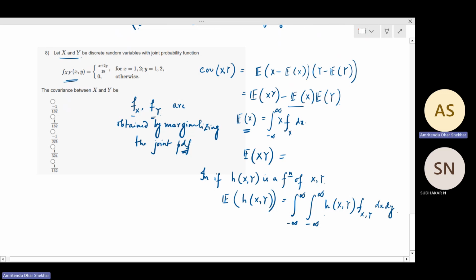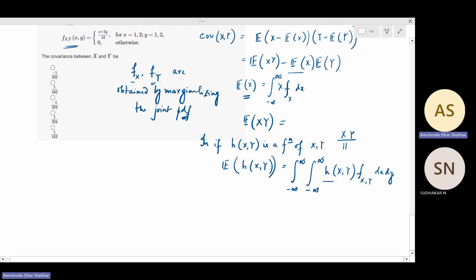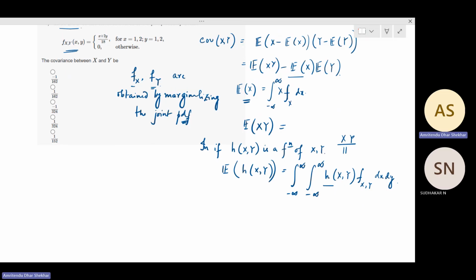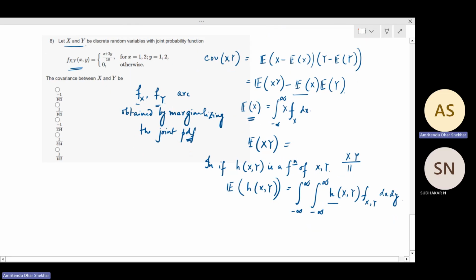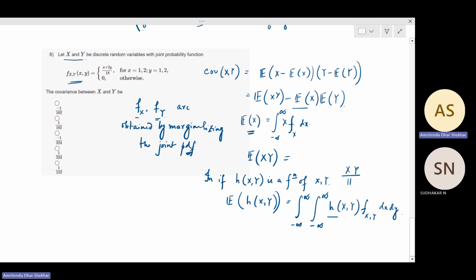Now, of course, h(x, y) in this case is just equal to the product xy. So this amounts to just solving the integral. But of course, in this case, something I just noticed right now is that the random variables here are discrete random variables. So you just repeat this procedure for discrete random variables.